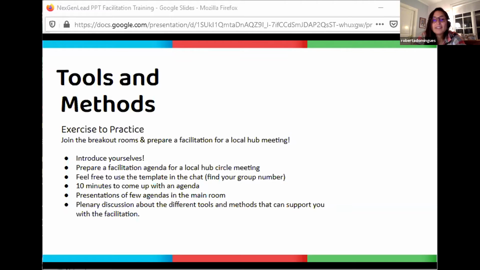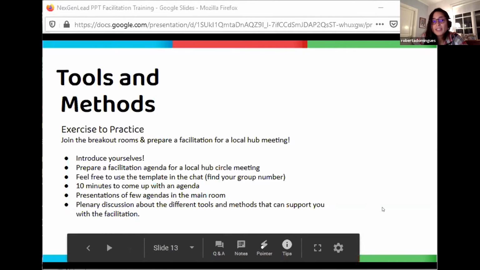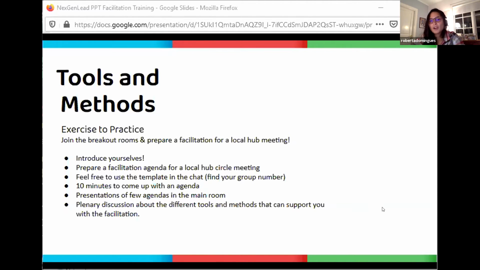So we will put you in breakout rooms of around 3 people. Sophie will support me with this, and then you will have around 10 minutes to come up with an agenda of how you would do it, like a meeting of 1 hour and a half, 2 hours, where your hub will meet this week and discuss the interviews. So in this group of 3, you will prepare something, and Sophie will share some documents with you all.